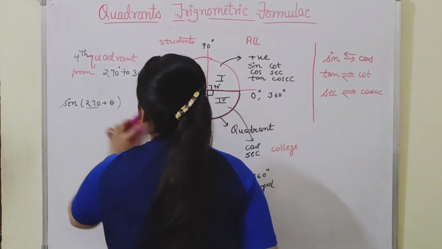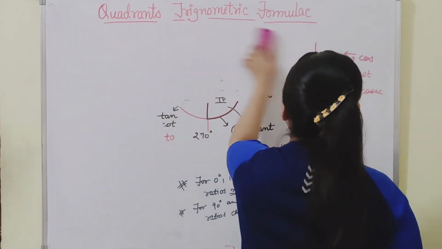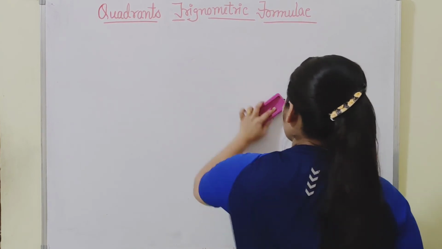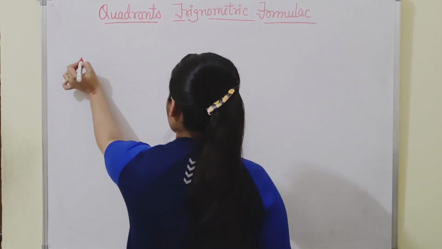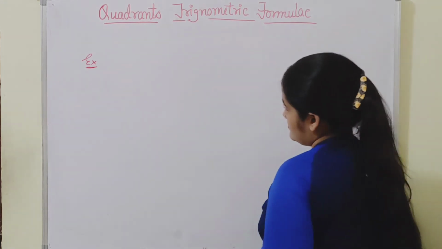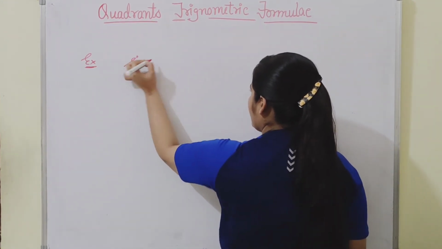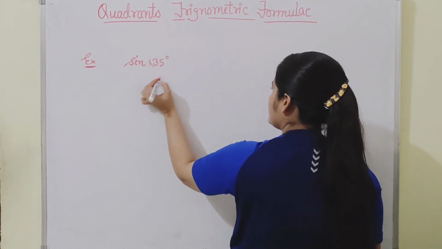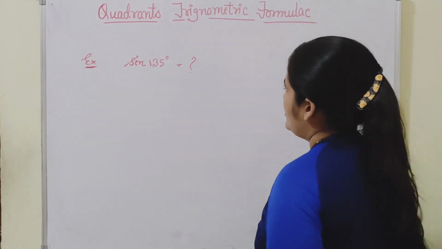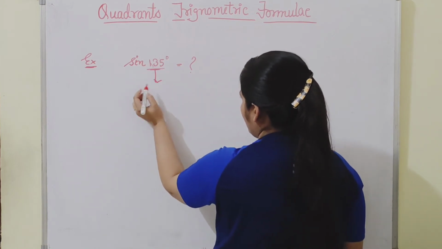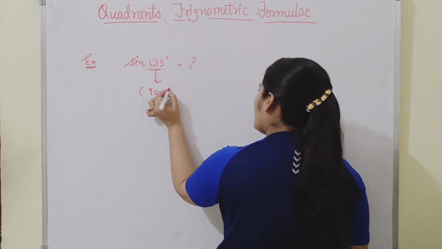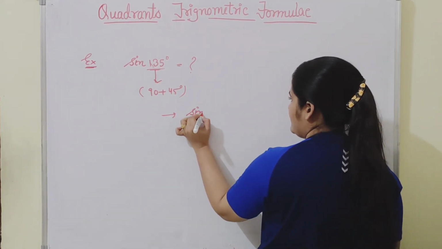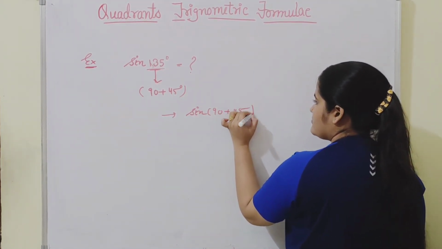So let's talk about, for example, sine 135 degree. How do we calculate this value? We break down 135 degree into 90 plus 45 degree. So write down sine 90 plus 45.